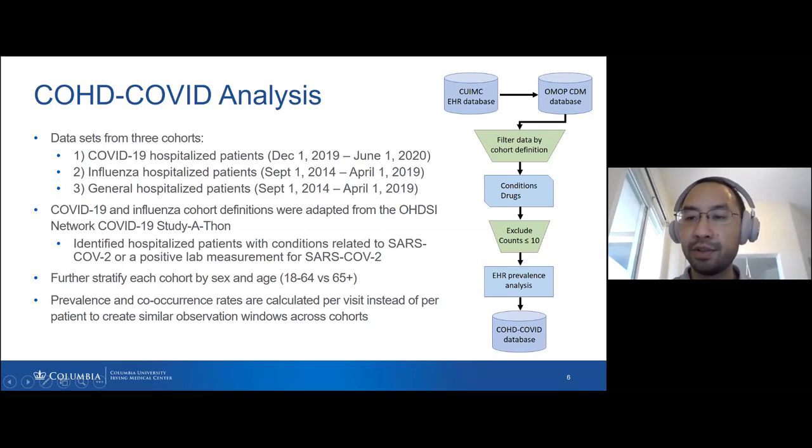After that, we do the EHR prevalence analysis, which includes calculating the prevalence rates in the EHR, as well as the co-occurrence statistics. And here we also perform a Poisson randomization on each of these counts, which slightly perturbs the true counts. And again, this is to mitigate risks of re-identification.